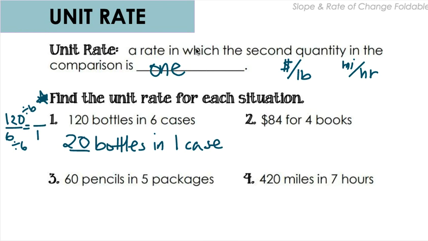It's just division. Okay, you could look at it like this too. 6 to 1, I divide by 6. So I would take 120 and divide by 6. It's another way you can show your work to get that.